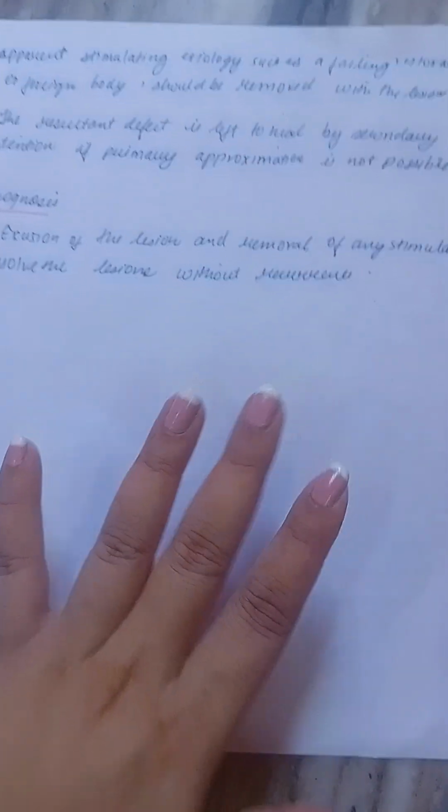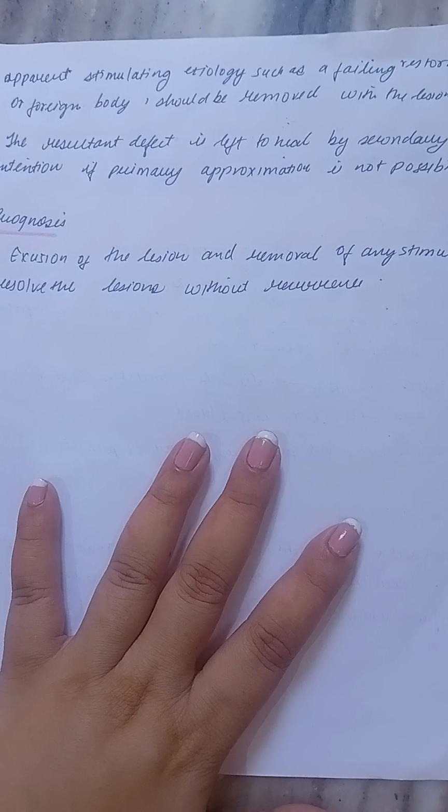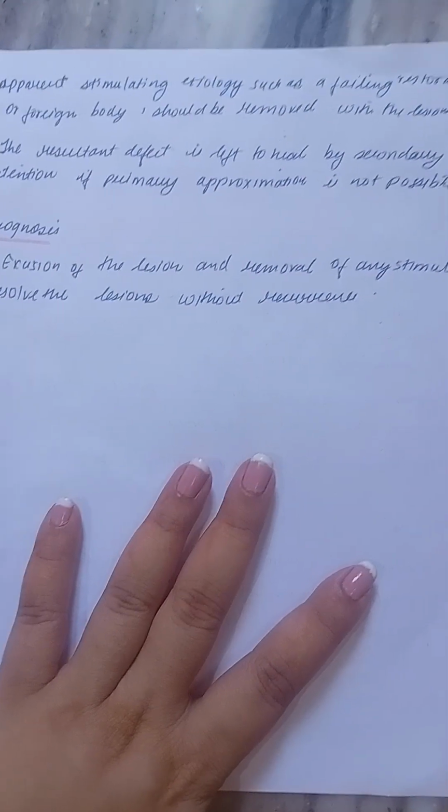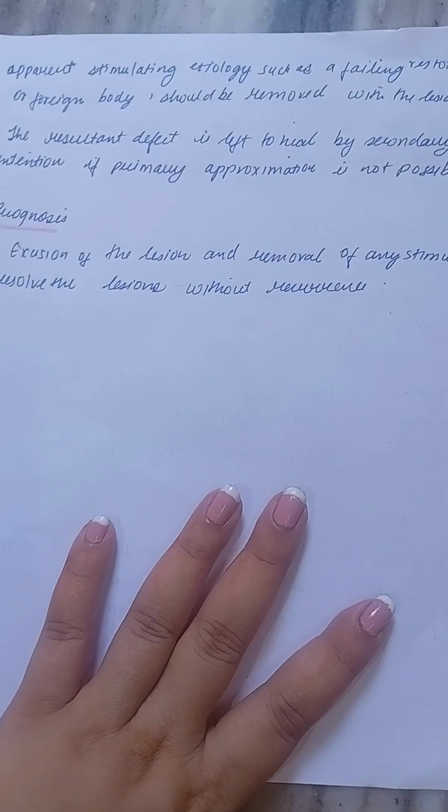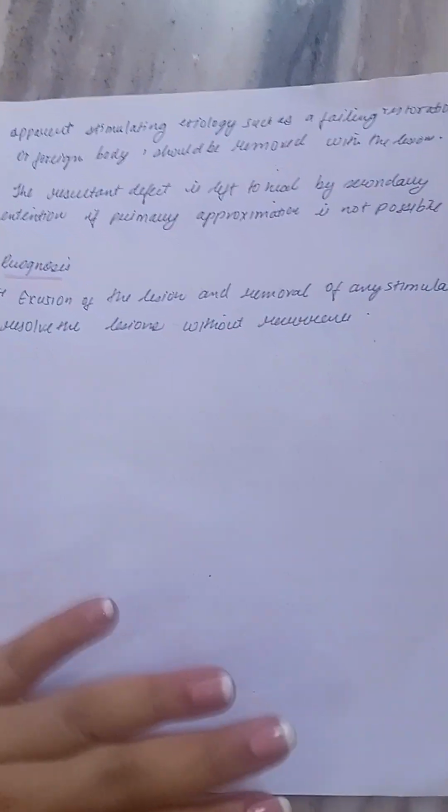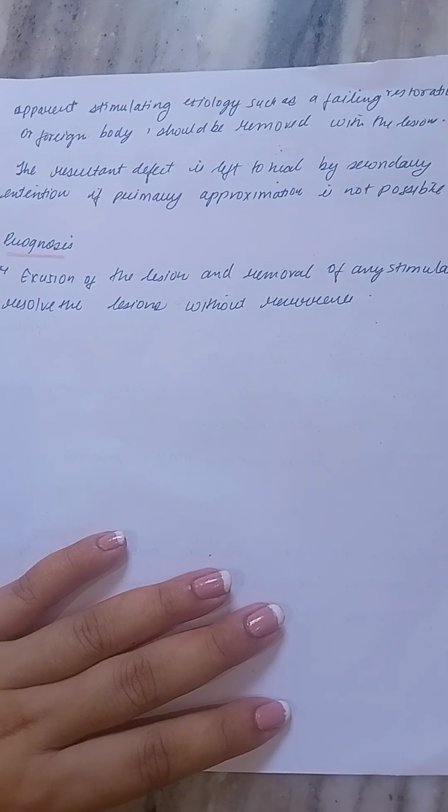Okay, that's all about the triad of the gingival masses: pyogenic granuloma, peripheral ossifying fibroma and peripheral giant cell proliferation. Hope all these terminologies are clear.